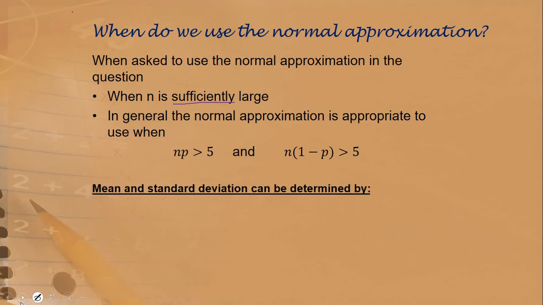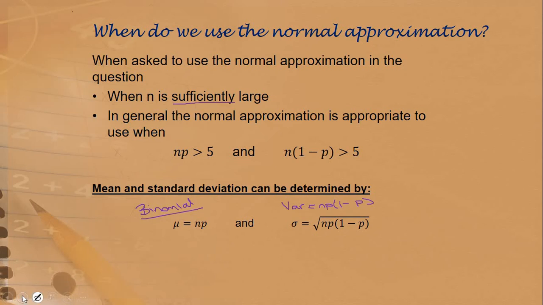We can work out the mean and standard deviation by using our formulas for binomial. These are the formulas we already know that are on the formula sheet: n times p for the mean, and n times p times q, our probability of failure, for the variance. On the formula sheet, I think the standard deviation isn't given, but the variance is, and we know that the standard deviation is equal to the square root of the variance.